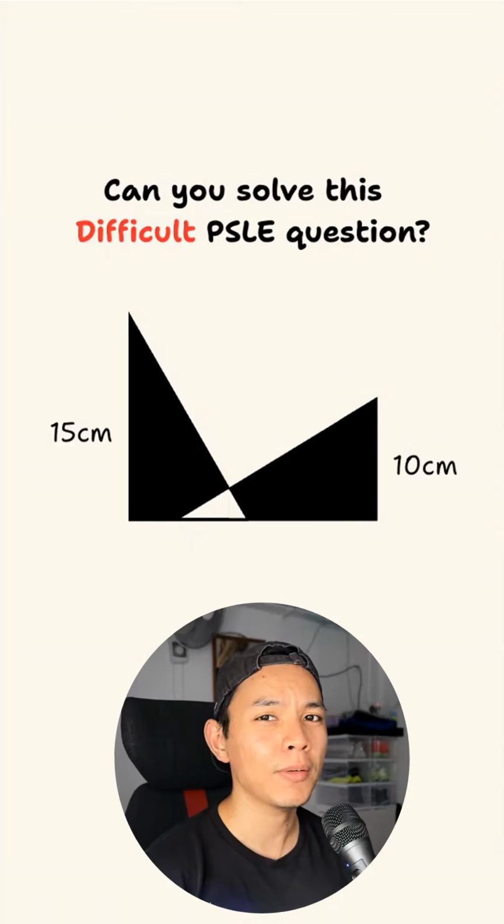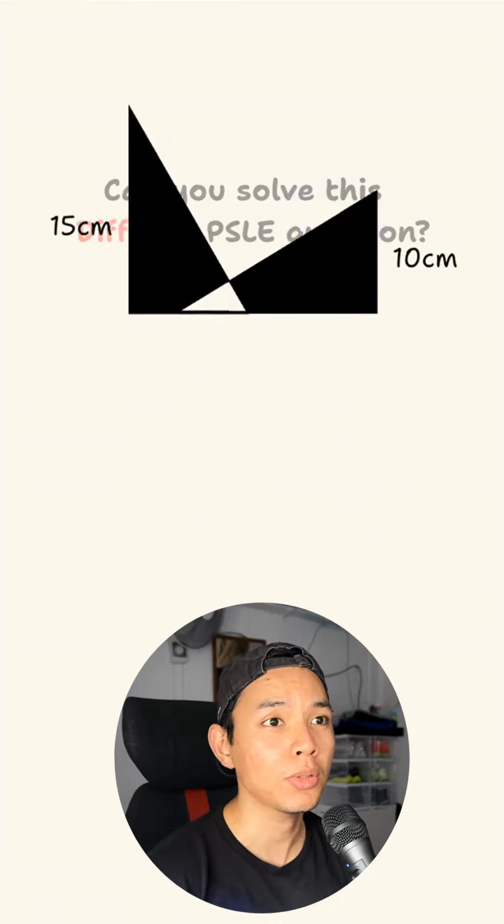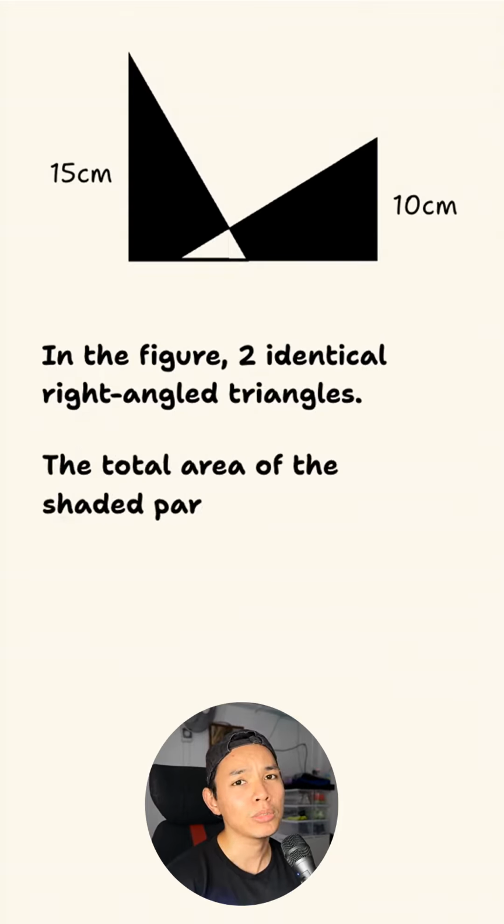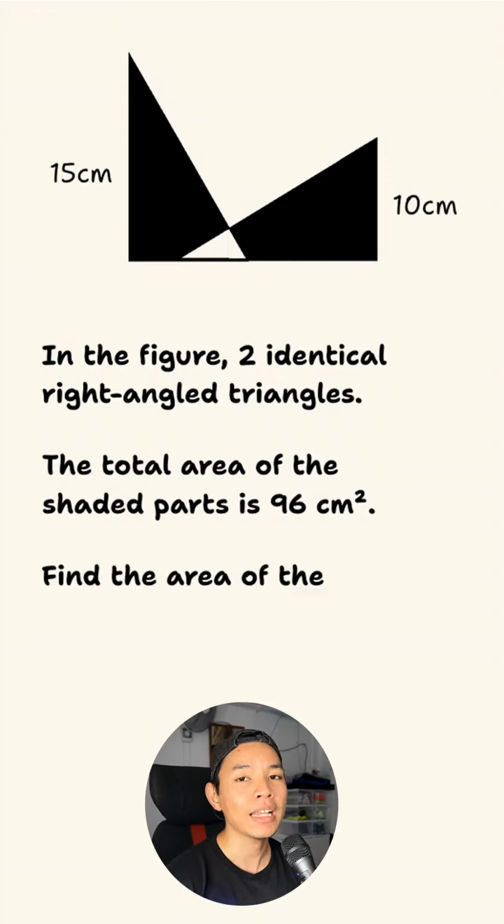Can you solve this difficult PSLE question? So the question goes, in the figure, there are two identical right angle triangles. The total area of the shaded parts is 96 centimeters square. Find the area of the unshaded part.